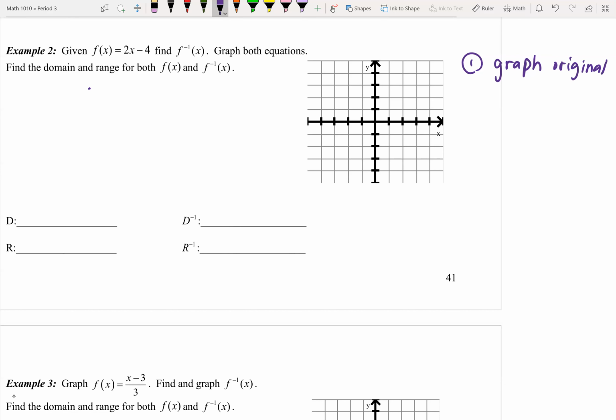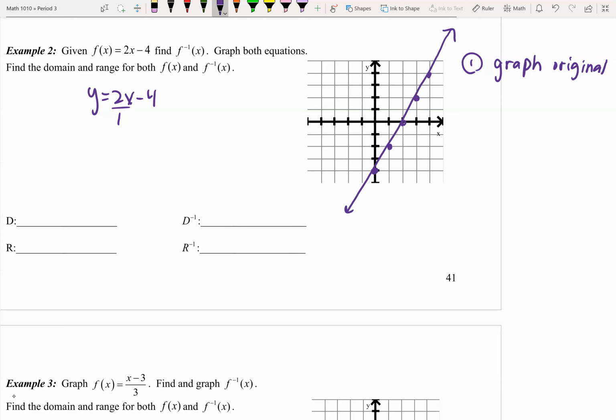Okay, so everybody write down y equals 2x minus 4. This is a line. The y-intercept is down 4. It's shifted down 4. And the slope is 2 over 1. So from that point, you go up 2 and right 1, up 2 and right 1, up 2, right 1, up 2, right 1. I'm going to draw that in.